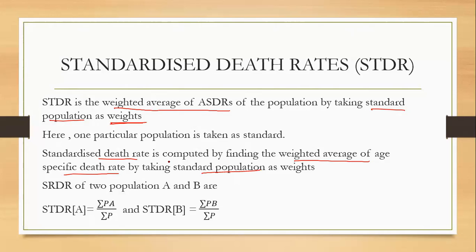For 2 different areas or 2 different localities, we can easily compare between the 2 populations and find the conclusion, like which locality or which population has a higher death rate, or whether it has a lesser rate. So we can easily make a comparison between the two populations.